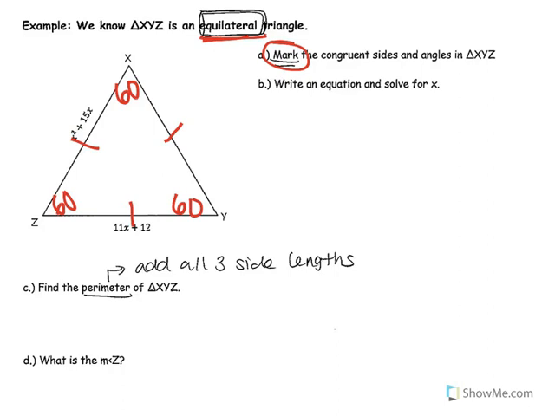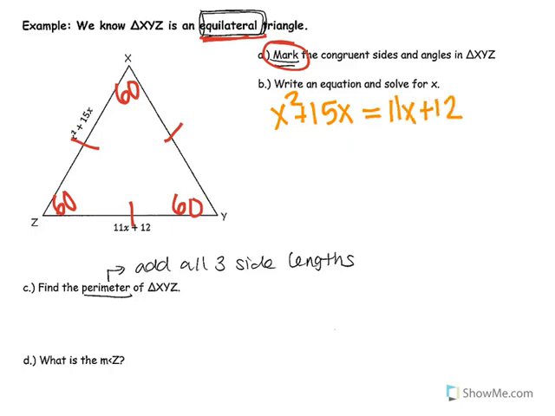Okay? Let's look at question B now. Question B asks us to write an equation and solve for x. So if I'm writing an equation, I don't have my angles. I don't have an expression to help me there, but I do have an expression for my sides. And what do I know? Those tick marks mean that these sides are congruent, so I can set those 2 expressions equal. X squared plus 15x has to equal 11x plus 12.